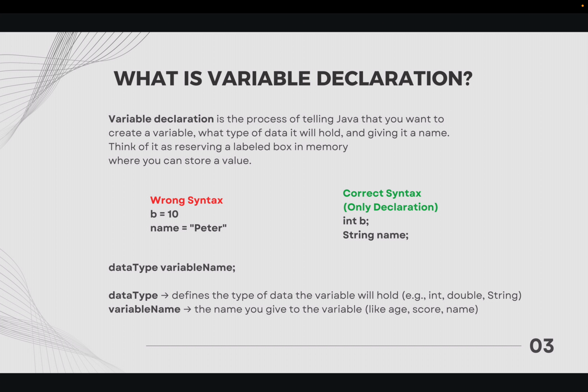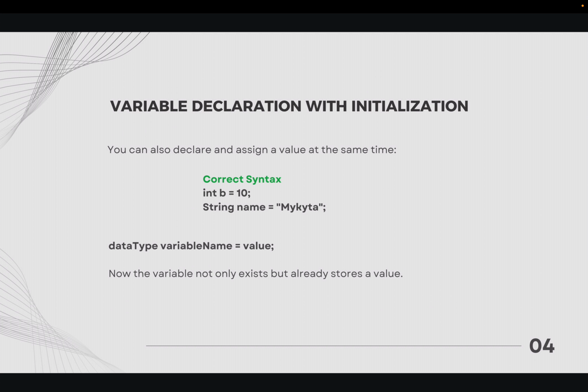When you declare a variable without assigning any value, Java reserves memory for this data type, but the variable doesn't have a value yet. Alright, let's talk about variable declaration with initialization. You can also declare and assign a value at the same time. For example, int age equals 31, String name equals Mikita. Now the variable not only exists, but already stores a value, and this is usually recommended because it prevents errors from using uninitialized variables.